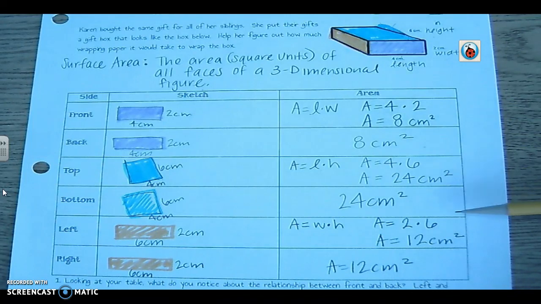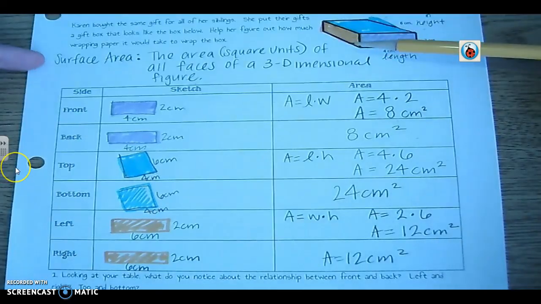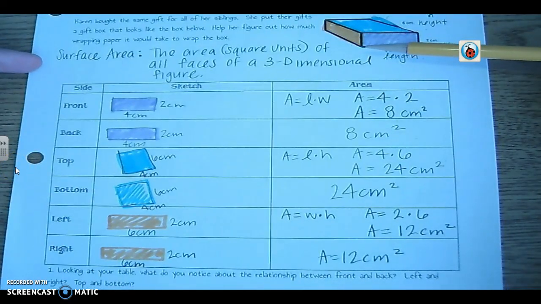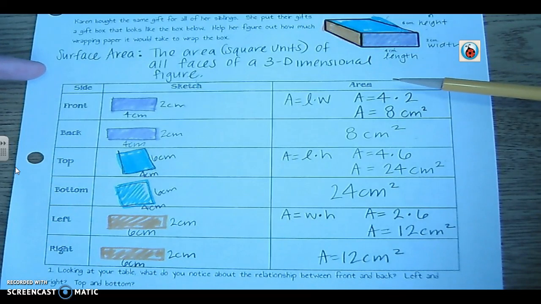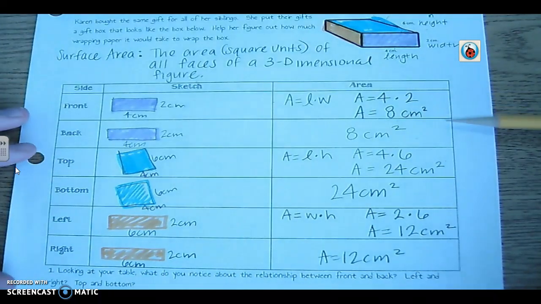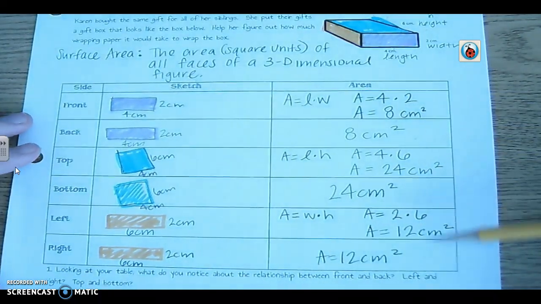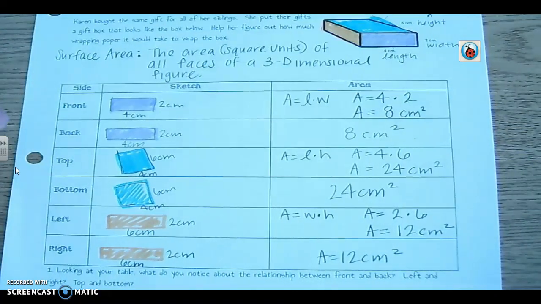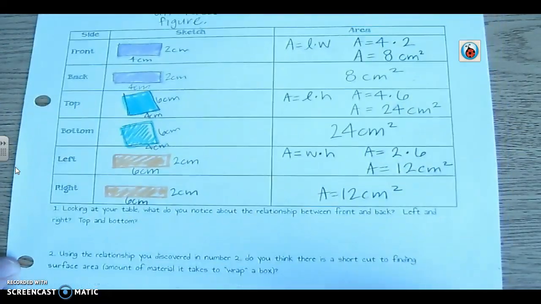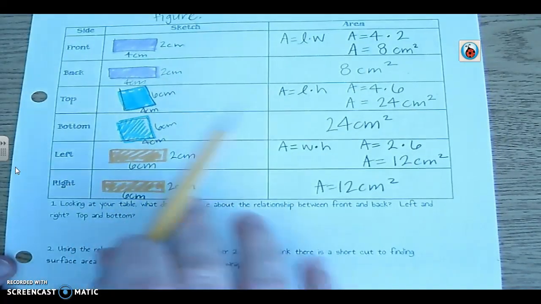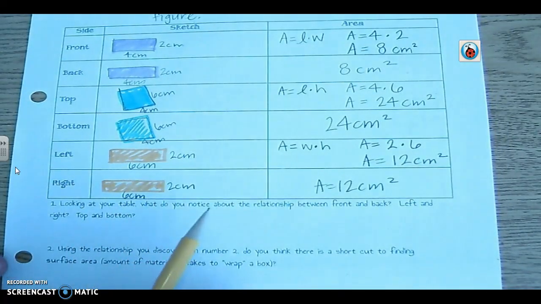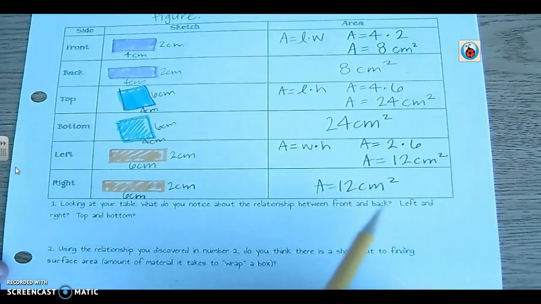Now that I have all 6 faces, I go back to my definition. The area of all faces of a three-dimensional figure is surface area. So I need to take each individual face and do something with them. So let's look at our questions at the bottom. It says, looking at your table, which we've just created here, what do you notice about the relationship between front and back, left and right, top and bottom?